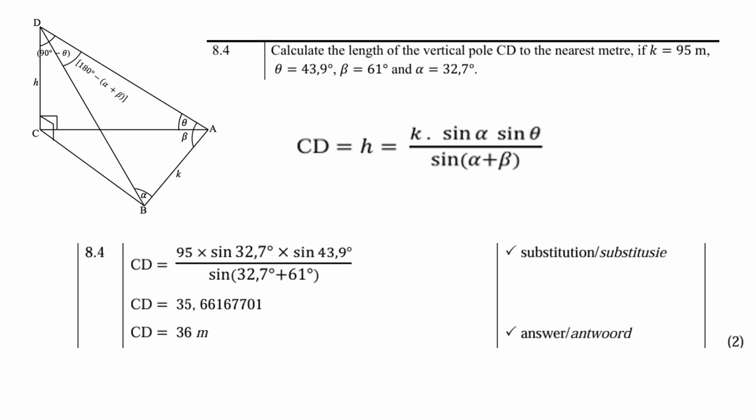Question 8.4. Calculate the length of the vertical pole, which is known as CD, to the nearest meter if K is 95 meters, theta is 43.9 degrees, beta is 61 degrees, and alpha is 32.7. So now we already know the formula from the previous question, so we just do straight substitution. And of course, the rest is calculator work. Remember, the nearest meter, so 35.66 becomes 36 meters.